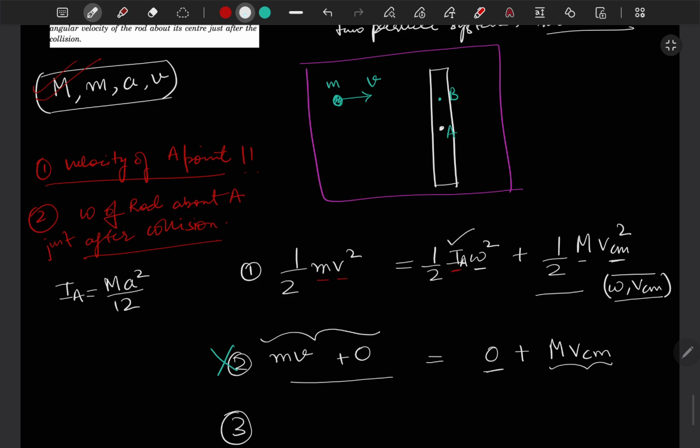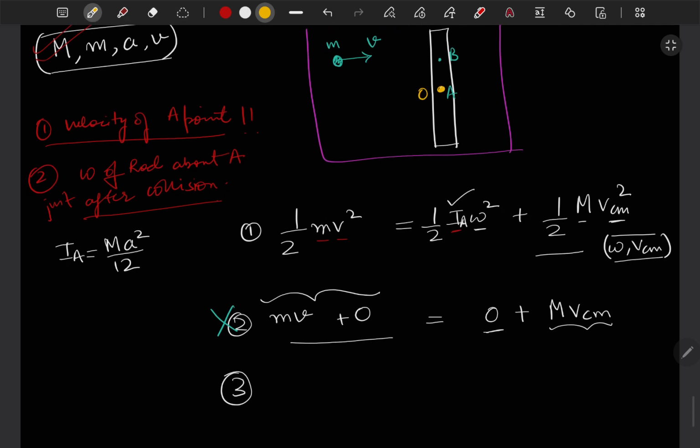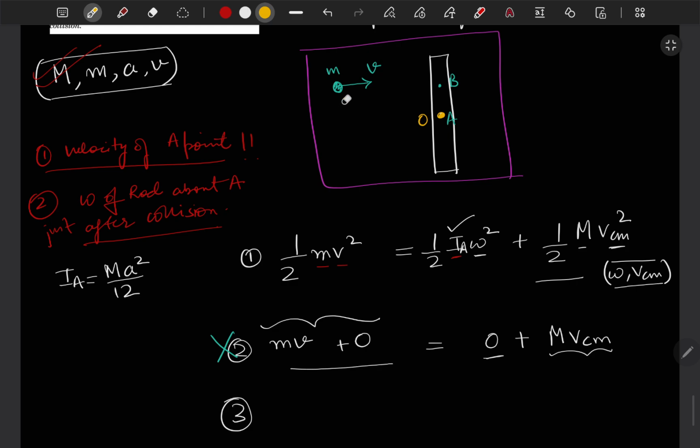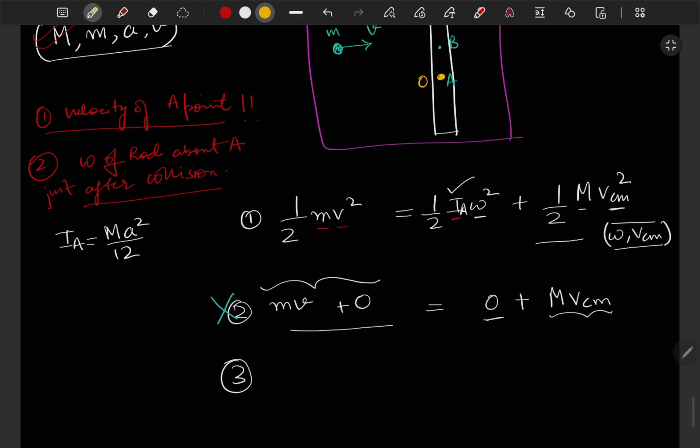For that, I can imagine that there is a point here. For example, this is the center point that I am considering. According to this, I am calculating angular momentum. The angular momentum of this particle, what is it?